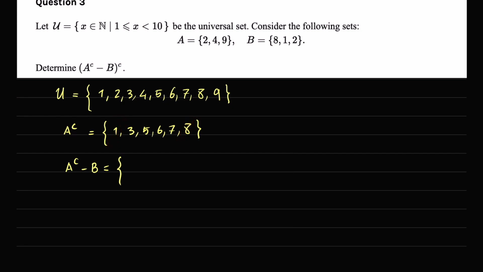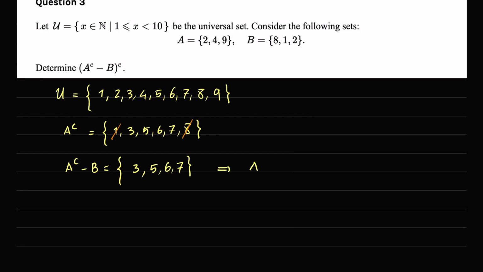So what is left for you is just 3, 5, 6, and 7. So this is A complement minus B. What I did was cross out 8 and 1. Okay, what is left? 3, 5, 6, and 7. I wrote it here. But now I want to complement it.